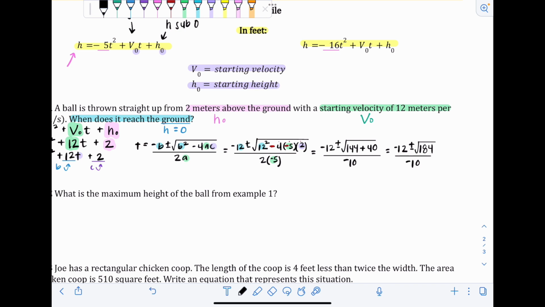And most of the time, if not all the time, when you have a word problem, especially when you're solving for time, you want to treat it as if somebody's walking down the street and asks you how long before the ball hits the ground. If you told them this answer, negative 12 plus or minus the square root of 184 over negative 10, they would look at you like you're crazy. So most of the time with word problems, we want to get a decimal approximation because it's a little bit easier to digest. So that's what we're going to do.